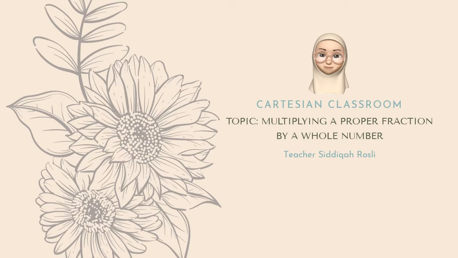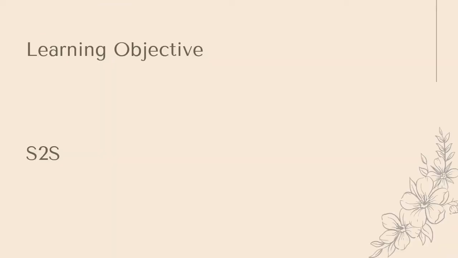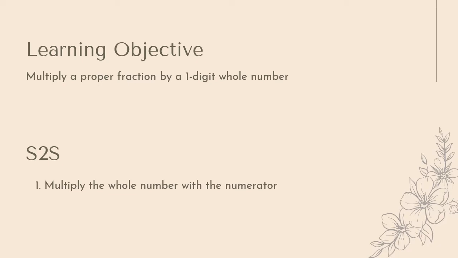Today we're going to learn about multiplying a proper fraction by a whole number. So let's start. Our learning objective for today is multiplying a proper fraction by a whole number, that is a one-digit whole number. Our steps to success for today are: the first step is we are going to multiply the whole number with the numerator, and step 2, which is the last step for today, is we simplify our answer if can. Today's S to S is very simple as there are only 2 steps.